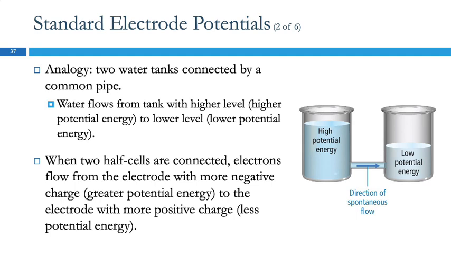So here we have two, these don't look like water tanks, those look like beakers without spouts, but whatever. Here we have two containers of water connected by a common pipe. The water is going to flow, of course, from the tank with the higher level to the lower, because this has high potential energy and this has low potential energy. With an electrochemical cell, the electrons are going to flow from the more negative charge, the one that has the greater potential energy, to the electrode with the positive charge, which has less potential energy. That make sense?